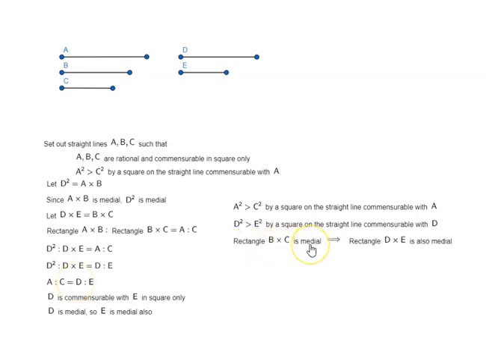Rectangle B by C is medial because again B and C are rational and commensurable in square only. And again, because of this proportion, we can say rectangle D by E is also medial. So we have found two straight lines D and E such that D square is greater than E square by a square on the straight line commensurable with D, and the rectangle contained by D and E is medial.